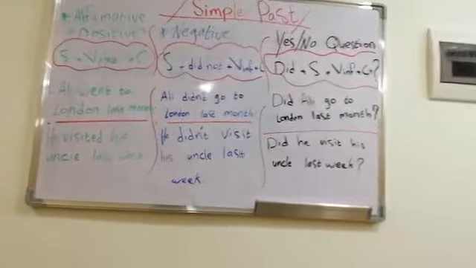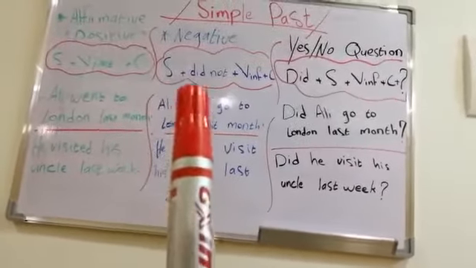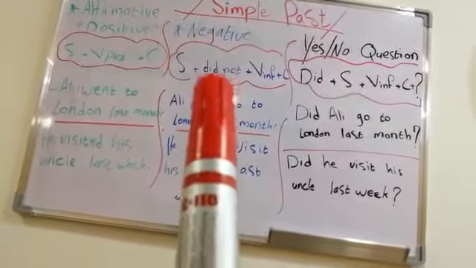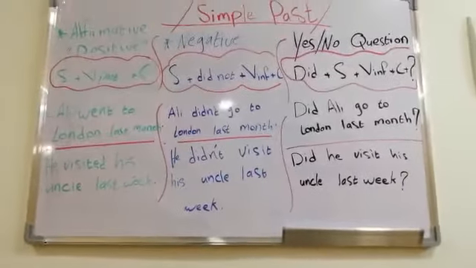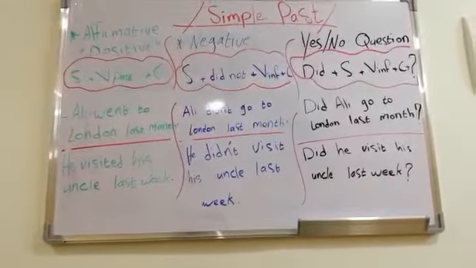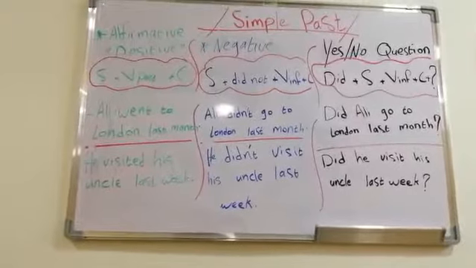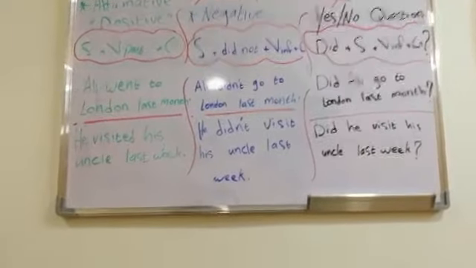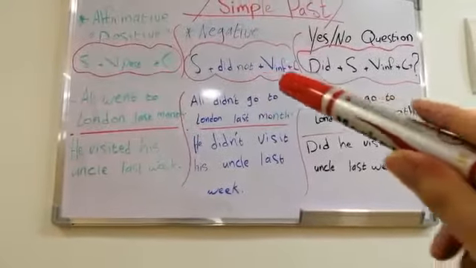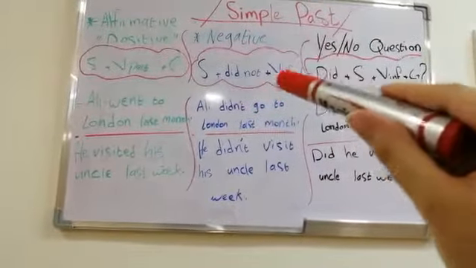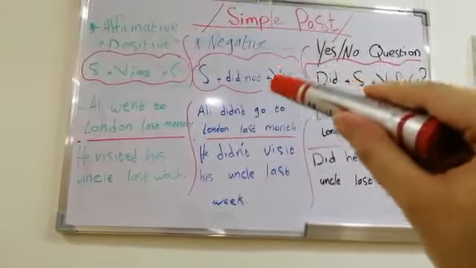Next we have the negative form. What does negative mean? Negative means in Arabic الجملة المنفية. Here we have not. You have to use not in the negative form.